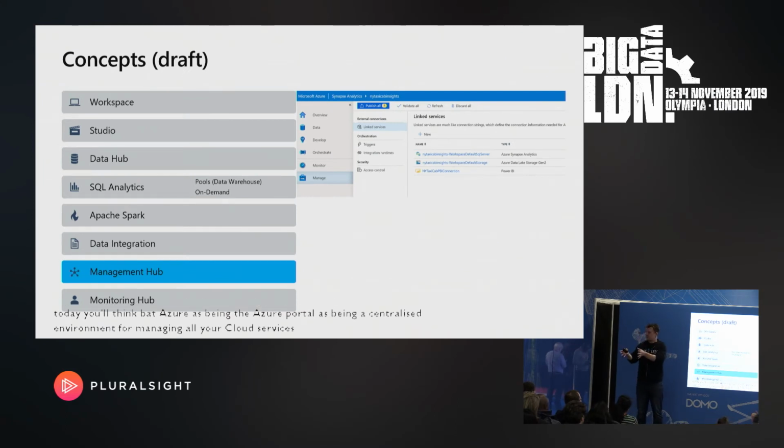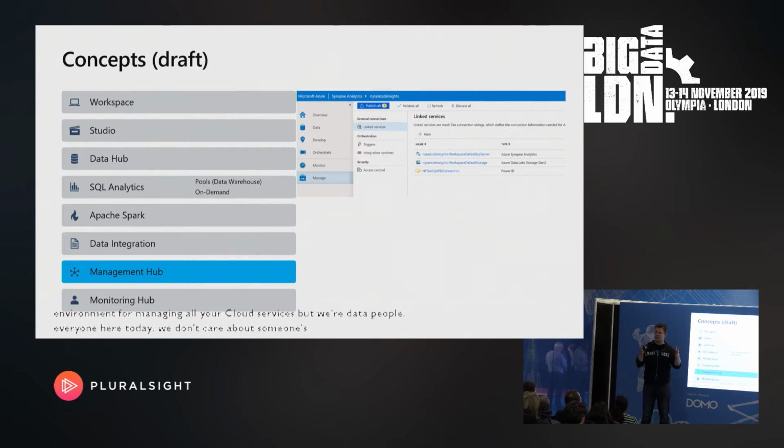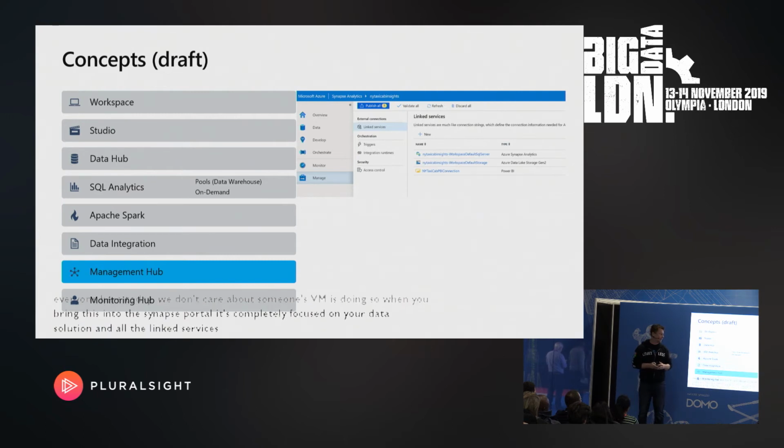But we're data people. I think everyone here is a data person. We don't really care about what someone's VM is doing and all of that stuff. And so when you bring this into the Synapse portal, it's completely focused on your data solution and all of both the linked services and the embedded services that you have there.